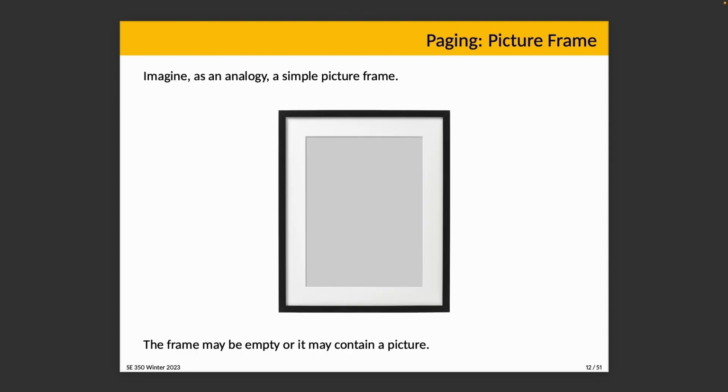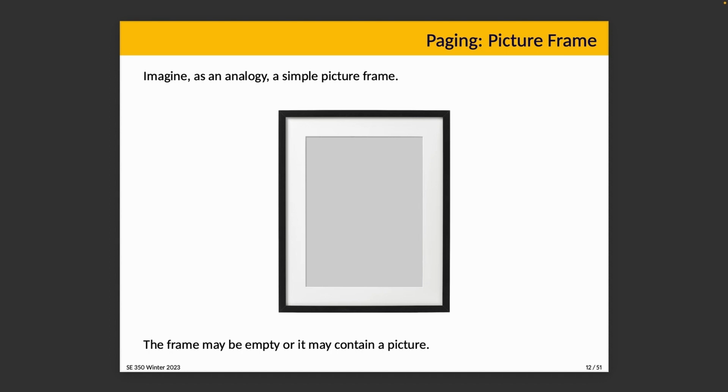And the analogy, the model for this, is a simple picture frame. Like here's something you would get at IKEA, depending on how you choose to pronounce it. And look, it's a container. You put a picture in it. You print out a picture somehow, or you buy a picture, and it goes in the frame. And any given frame may be empty.